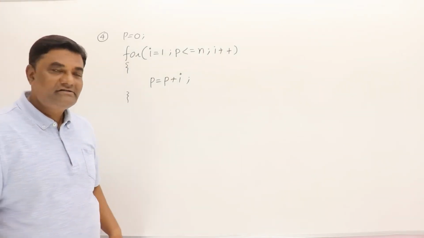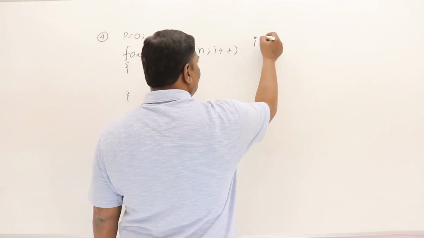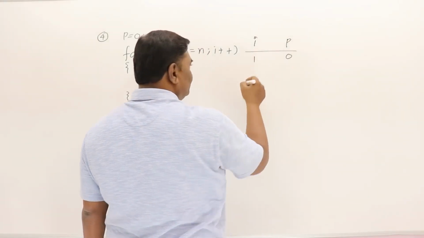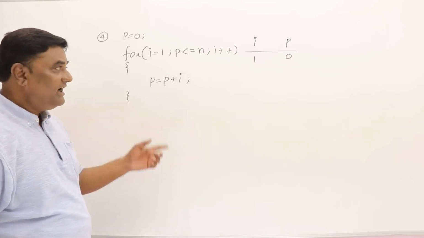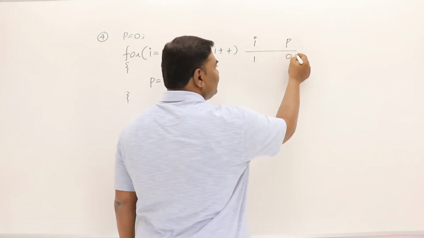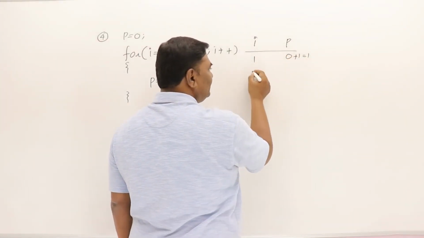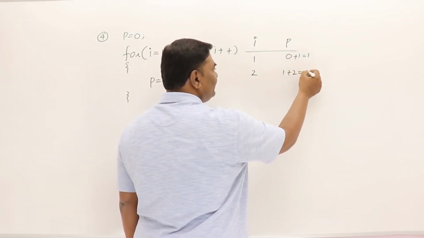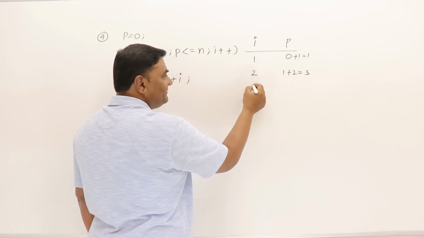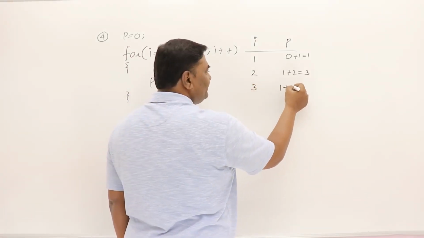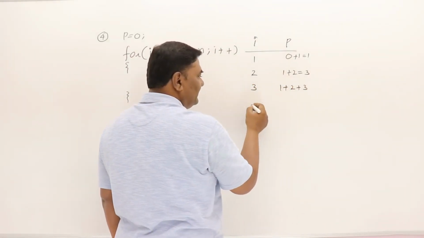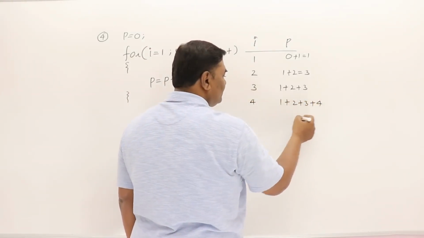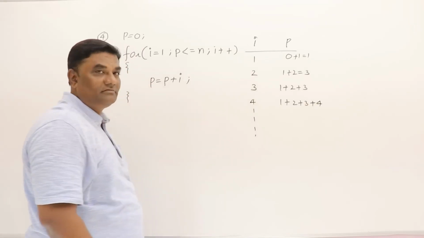Let us analyze. I will take i value and p value. Initially this is 0 and this is 1. So what happens first time? This 1 is added and it becomes 1. The next time i will be 2, so it will be 1 plus 2, so it will be 3. The next time i will be 3 and this will be 1 plus 2 plus 3. Then i will be 4, it will be 1 plus 2 plus 3 plus 4. Goes on.